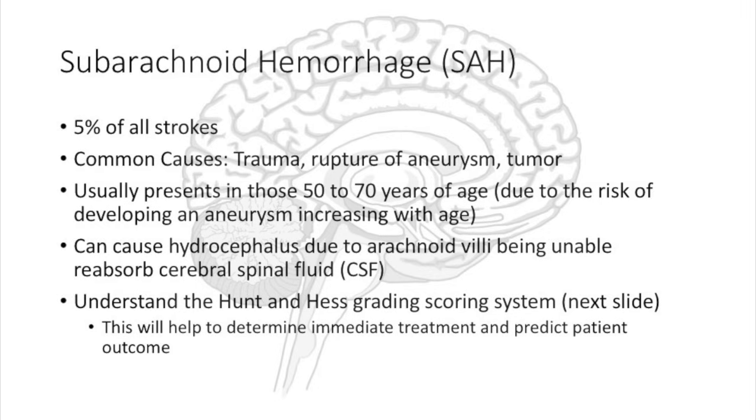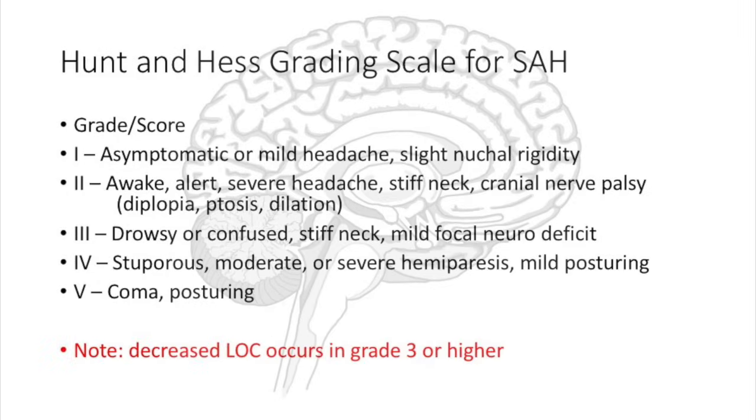With the subarachnoid hemorrhages, there's the Hunt and Hess grading scoring system. You may have heard of this. This will help determine the need for immediate treatment. The Hunt and Hess grading score for a subarachnoid hemorrhage includes the following. Grade 1 is an asymptomatic or mild headache, slight nuchal rigidity.